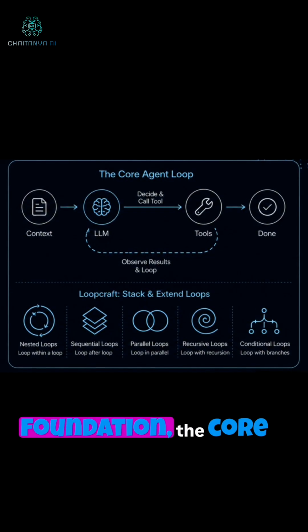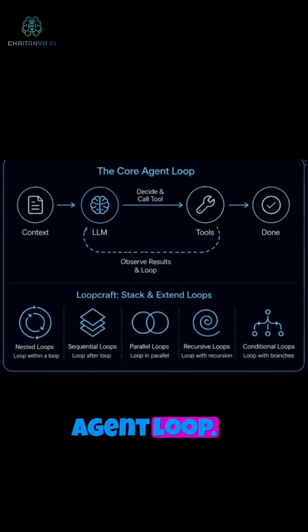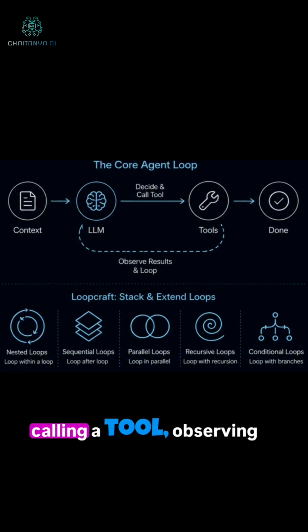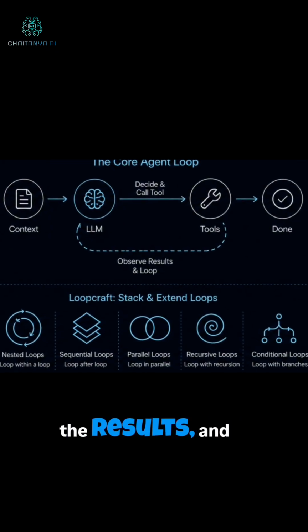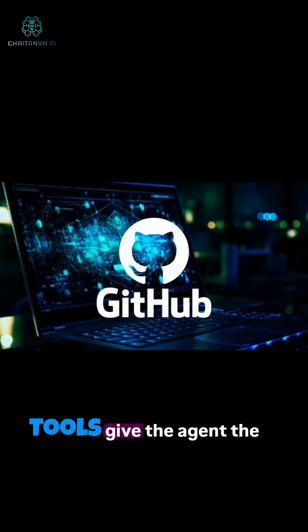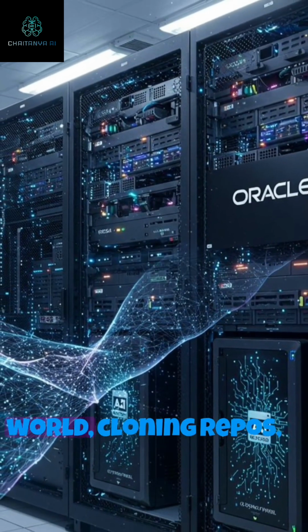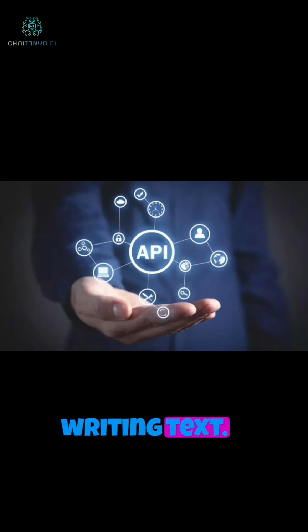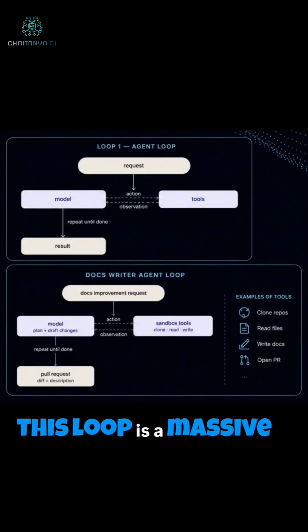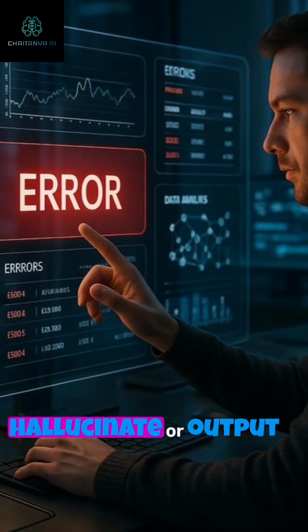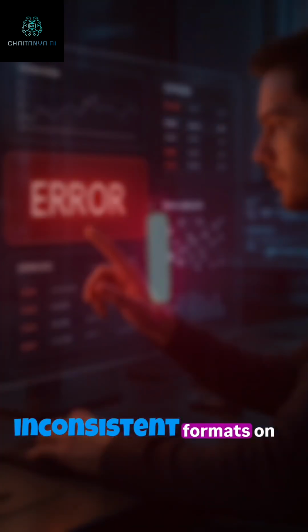Layer 1 is the foundation, the core agent loop. This is simply an LLM evaluating context, calling a tool, observing the results, and repeating until a specific task is complete. Tools give the agent the power to touch the real world, cloning repos, reading databases, or writing text. But relying only on this loop is a massive risk. AI models hallucinate or output inconsistent formats on the first pass.